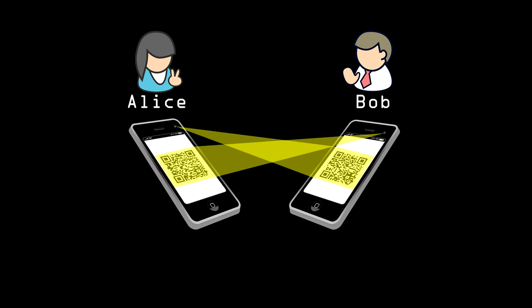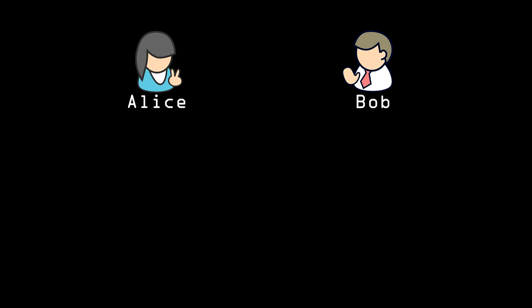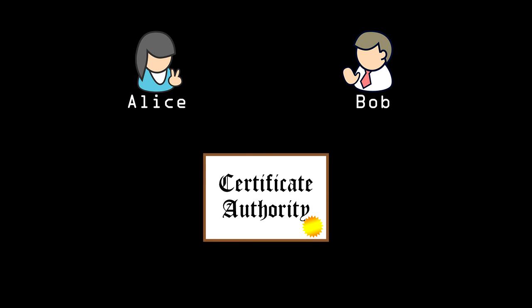This method doesn't work very well, though, for things like public web servers. When you shop at, say, Amazon.com, you need to be able to trust the encrypted connection with Amazon without having to run around and find someone you trust to sign their key. For this purpose, we use a trusted third party called a certificate authority.